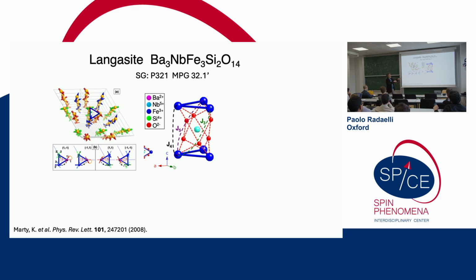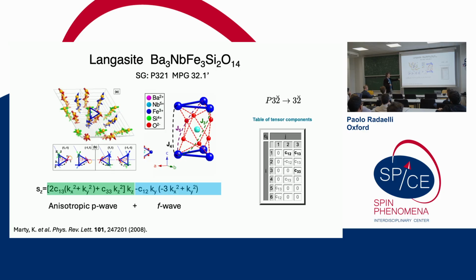You see you have a helical component and a triangular component. Helical and cycloidal are the same from the point of view of anti-altermagnetism, because a helix and a cycloid are related by a 90-degree rotation in spin space. So in essence, doing the same analysis, what you get is a combination of an isotropic P wave and F wave in this case. That was my final slide. Thank you very much.